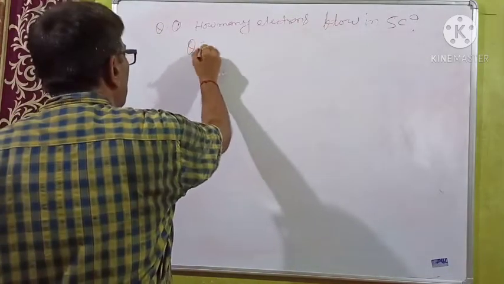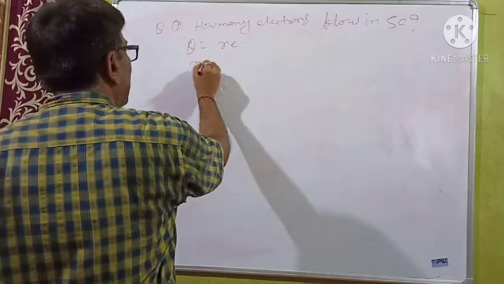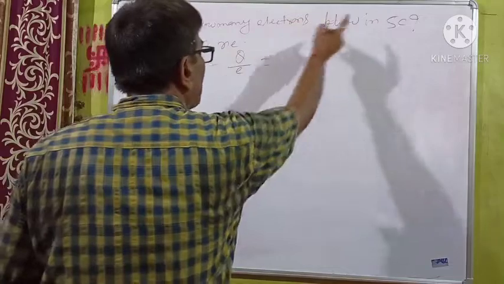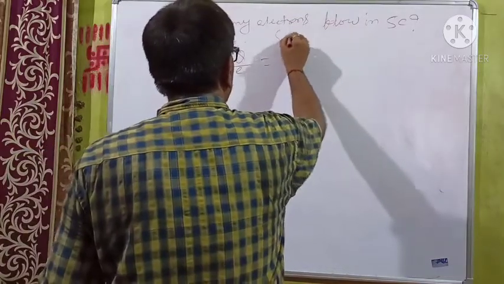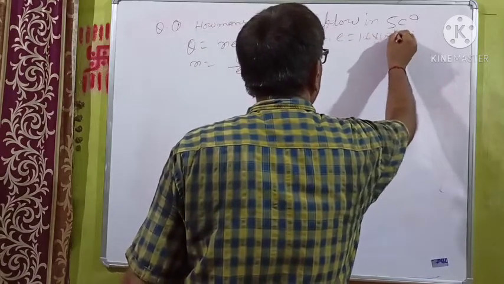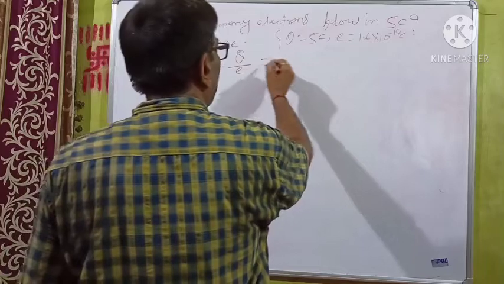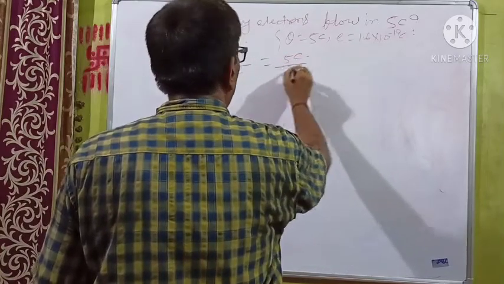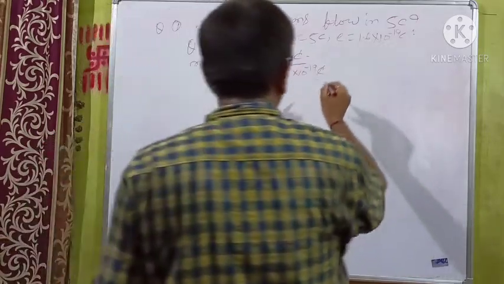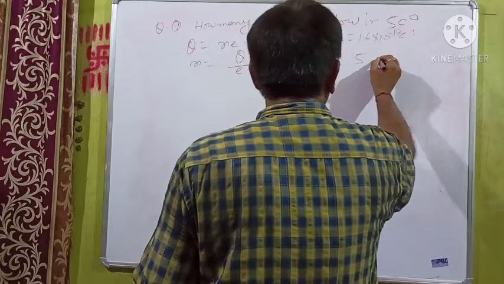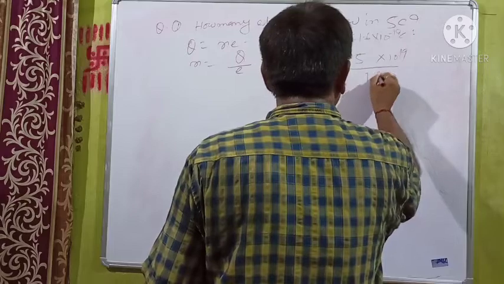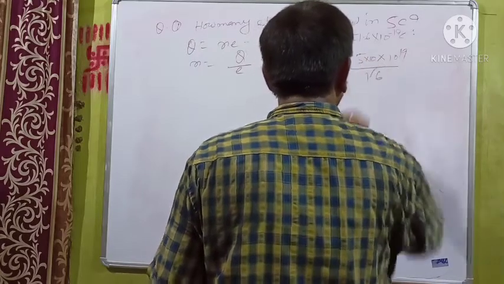Q is equal to NE. Then N is equal to what? N is equal to Q by E. Here Q is given as 5 coulomb, and E is equal to 1.6 into 10 power minus 19 coulomb. So putting the values, N is equal to 5 coulomb by 1.6 into 10 power minus 19 coulomb, then we get 5 into 10 power 19 by 1.6.